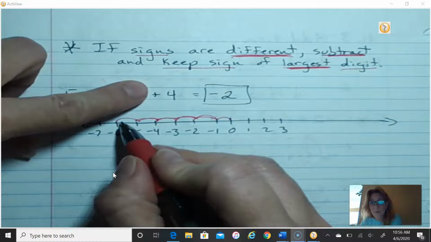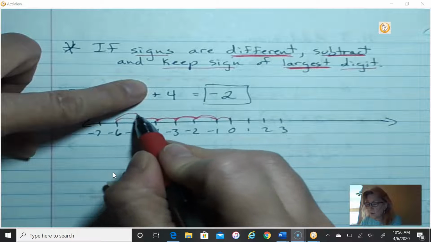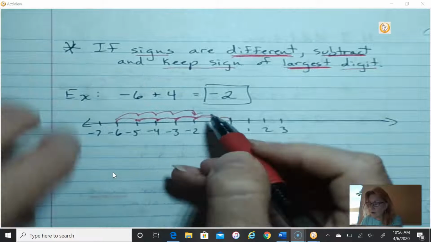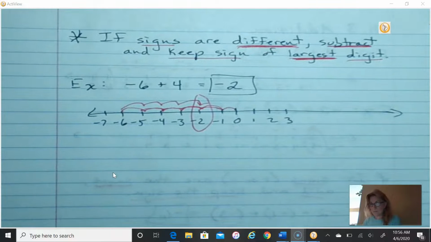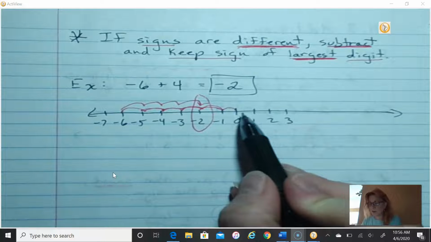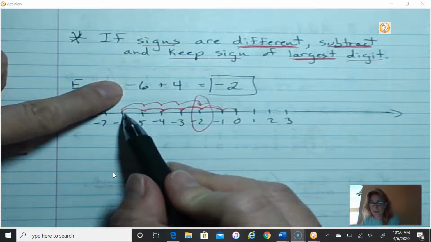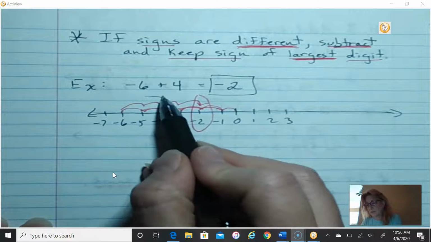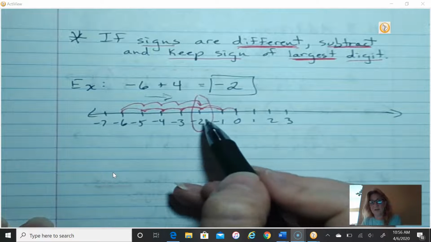Then we add 4. That's +4. Positive's going this way. 1, 2, 3, 4. There's our -2. See that? So you started at 0. We went this way for -6, and then that's a positive 4, so we're going back this direction. 1, 2, 3, 4. We end up here at negative 2.